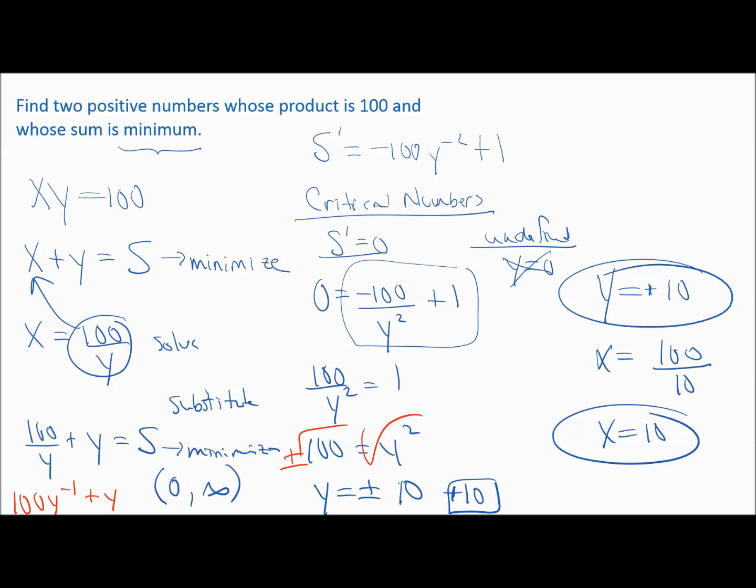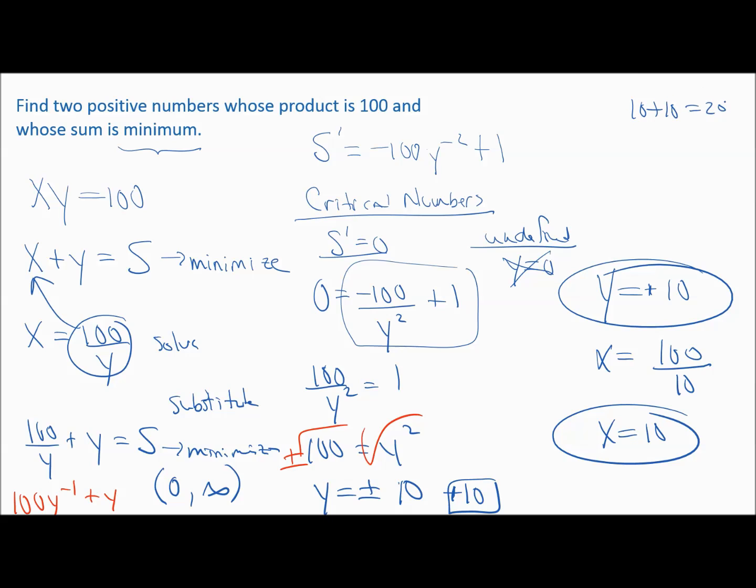So find two numbers whose product is 100. That means you multiply them together and get 100. But their sum is the smallest it could possibly be, in other words, the minimum. Okay? Well, the product of 10 times 10 is 100. The sum, 10 plus 10, is 20.